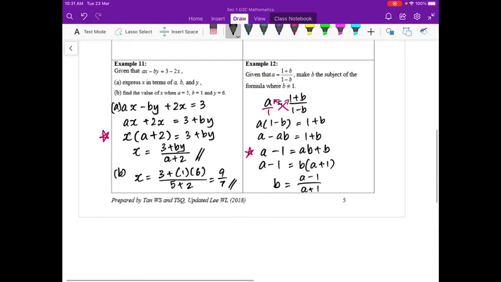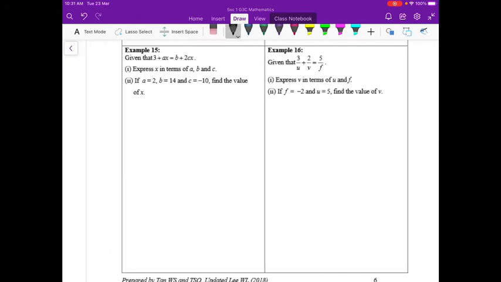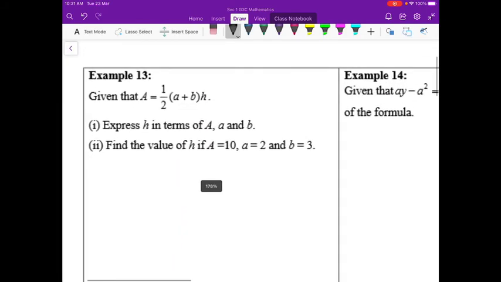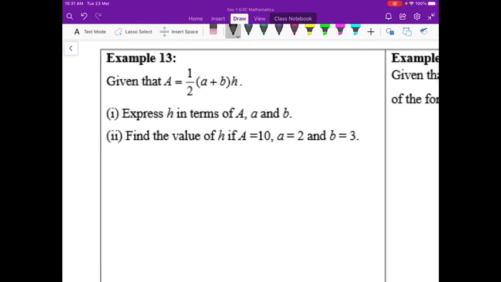Okay, then the next page. Example number 13. A equals to half a plus b times h. Does this look familiar to you? What is this the area of? Yeah, area of trapezium, right? Where a and b are the parallel lengths, and h is the perpendicular height. So this is the area of a trapezium.